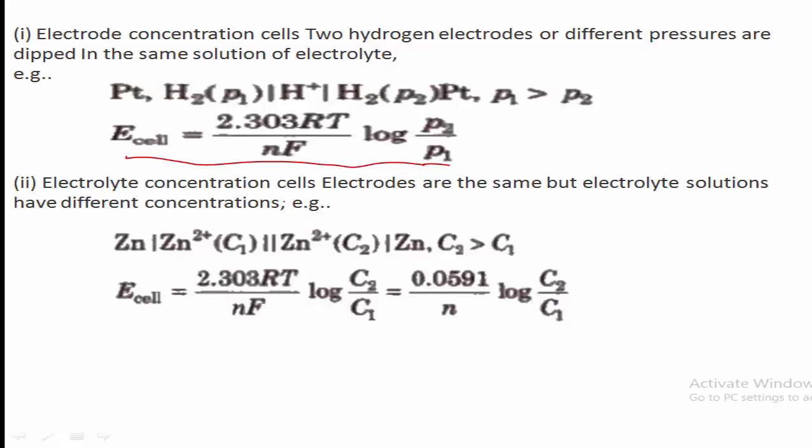Then electrolytic concentration cells: the electrodes are the same, but the electrolyte solutions have different concentrations. So here both are Zn only, but the concentrations of the solutions are different. In such cases, we use E cell is equal to 2.303 RT divided by nF log C2 divided by C1, or it is equal to 0.0591 divided by n log C2 divided by C1.